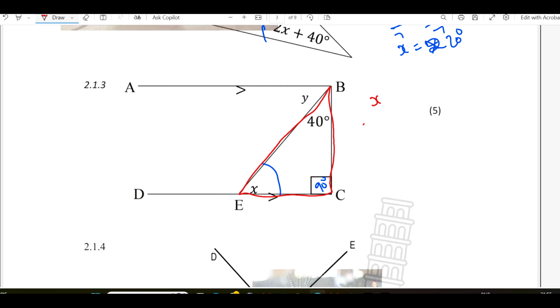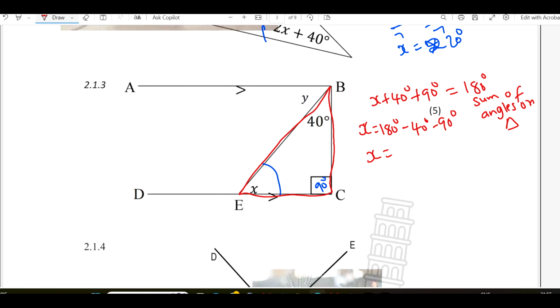So it's going to be x plus 40 degrees plus 90 degrees equals 180 degrees. Reason: sum of angles on a triangle. I would take these to the other side, it's going to be 180 degrees minus 40 degrees minus 90 degrees. X is going to be 180 minus 40 minus 90. It's going to be 50 degrees. And then we are done with x.